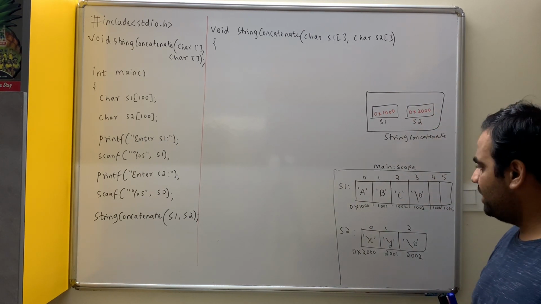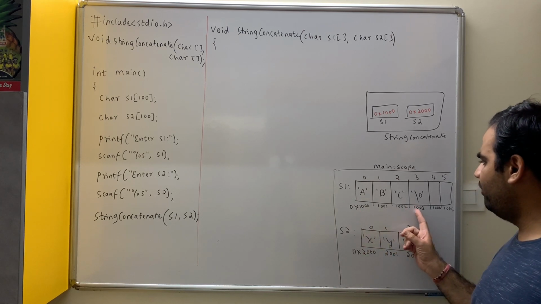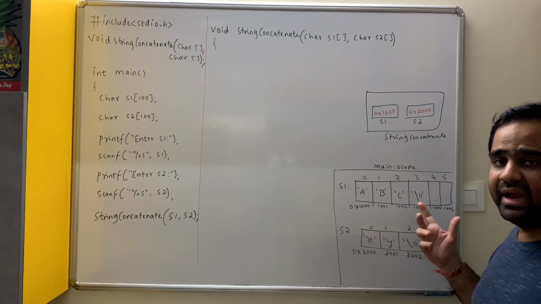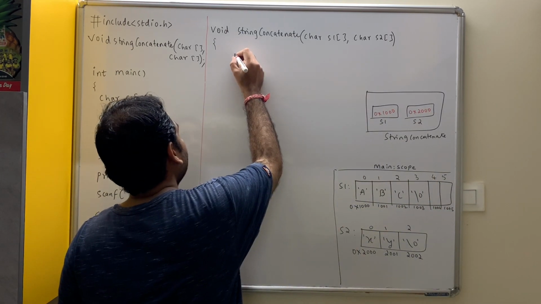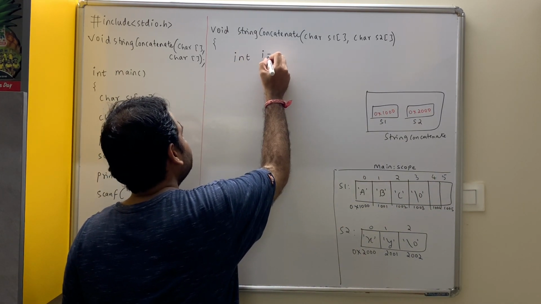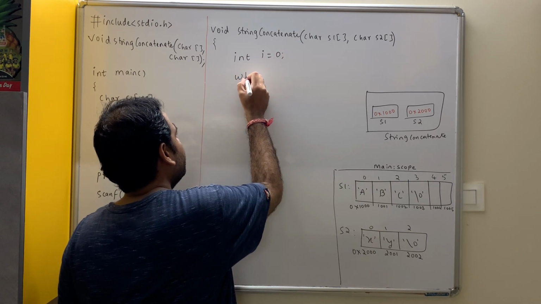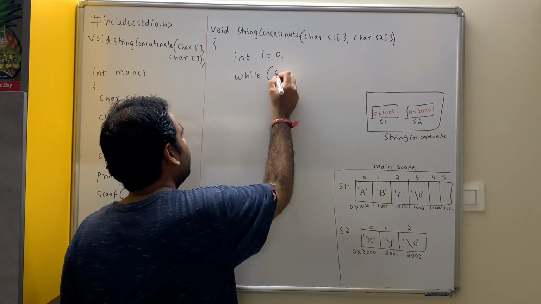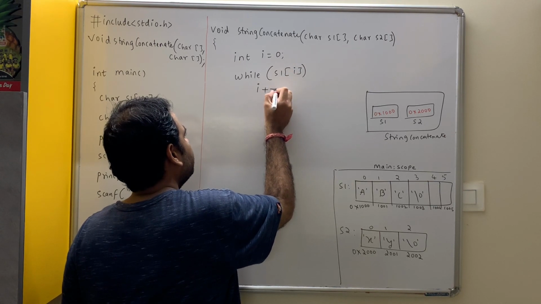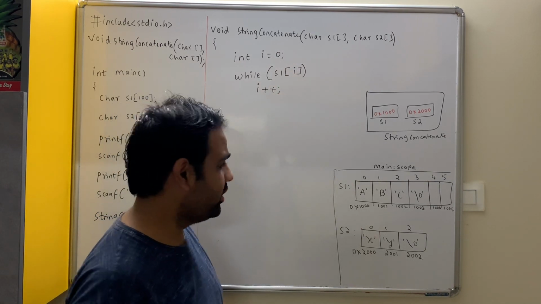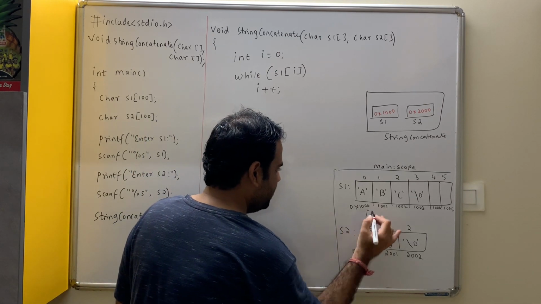Now what is the first step? I need to find the end of S1, because at the end of S1 I need to add S2. And how do we find the end of S1? We say int I is equal to 0, and I can write while S1 of I is not equal to null character, I plus plus.